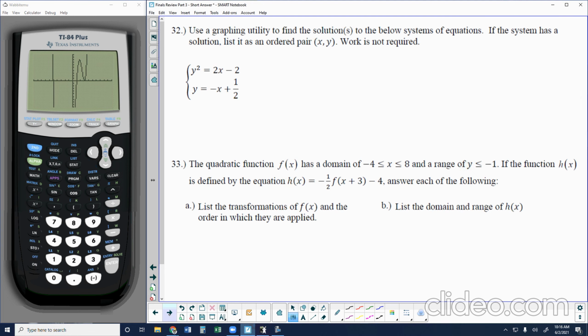Let's take a look at another example problem. This example problem is again about graphs, but it's done entirely on the calculator. It says use a graphing utility to find the solutions to the below systems of equations. If the system has a solution, list it as an ordered pair, x, y. Work is not required on this problem. We're going to do it on the graphing calculator. However, I am going to need to do a little bit of work because I need to be able to input both of these equations into the graphing calculator.